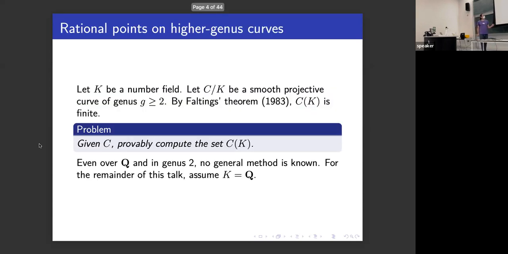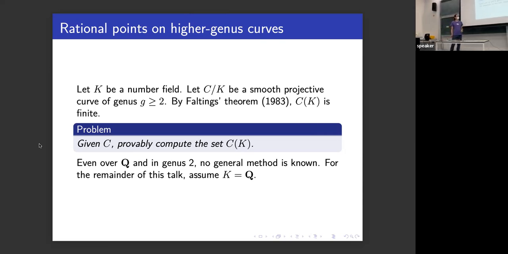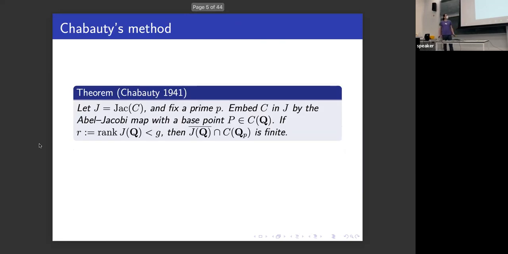So what I'd like to talk about today is some experiments in seeing how far we can get with a certain set of techniques in computing rational points on a database of genus 2 curves in practice. So one of the key tools used here is Chabauty's method. And this was kind of the state of the art before Faltings' proof in proving the Mordell conjecture.